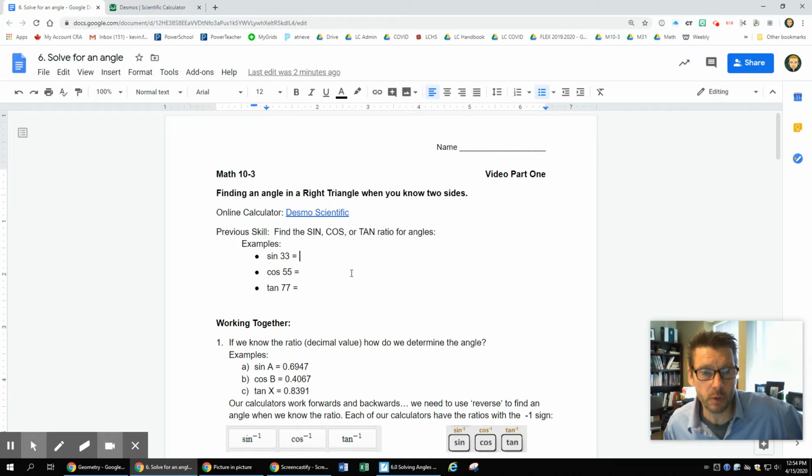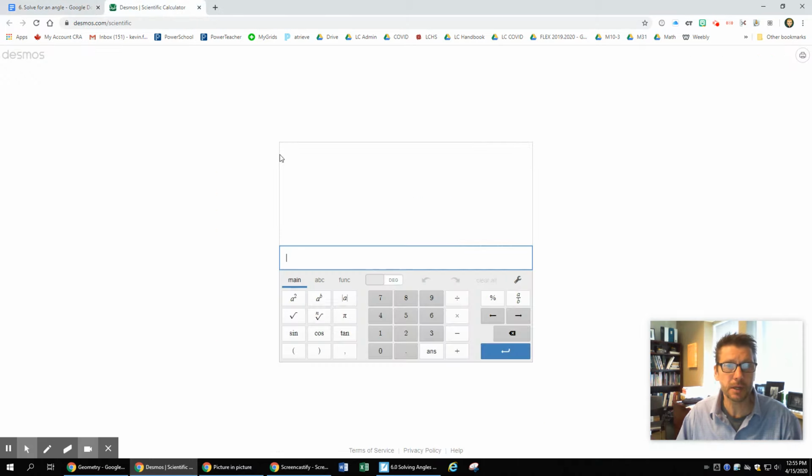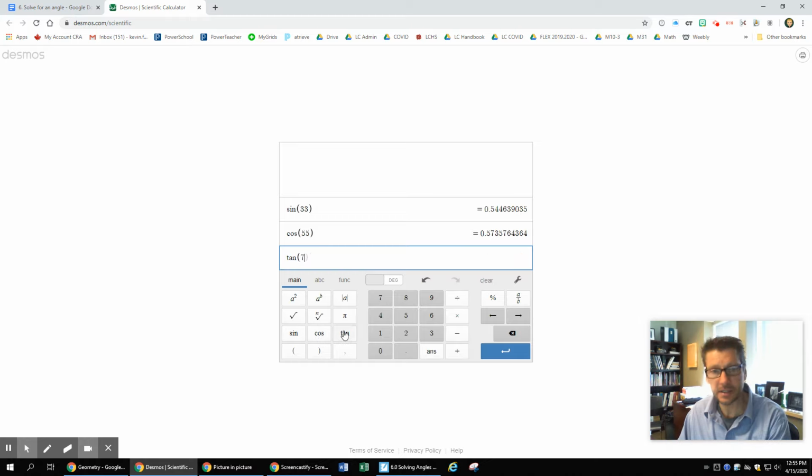And lots of times when we're working with our calculators, we're driving in a forward gear. What I mean by a forward gear is that in our first examples, we want to find the decimal ratios for the angles. So if I pull up my calculator and go sine of 33 and press enter, I call that driving forward. Cosine 55 and tangent of 77, I call that driving forward. I put in the angle that I know and it gives me the ratio.